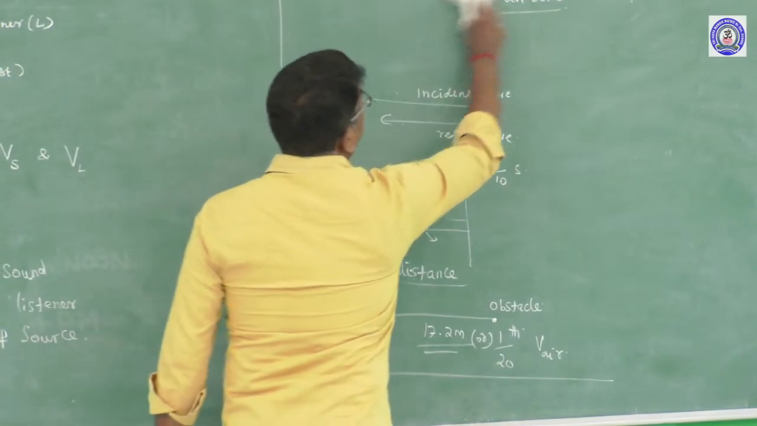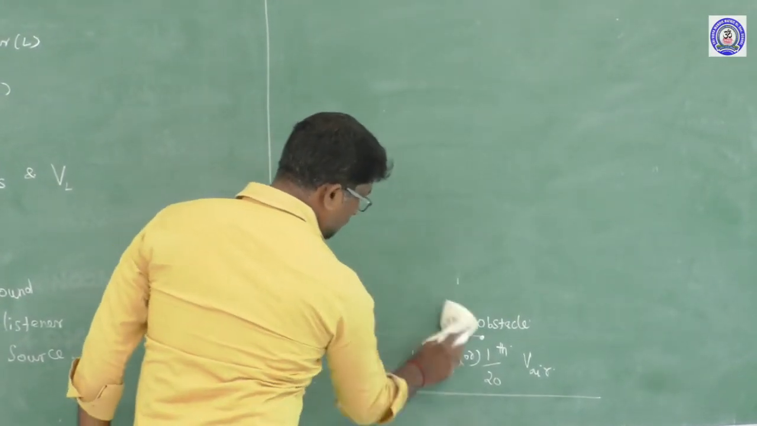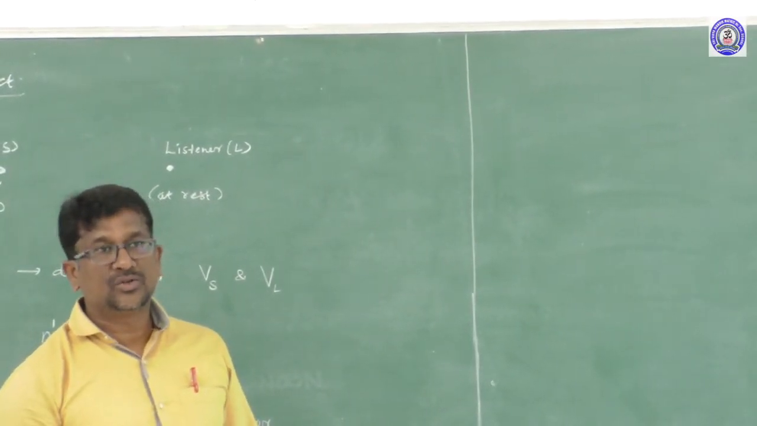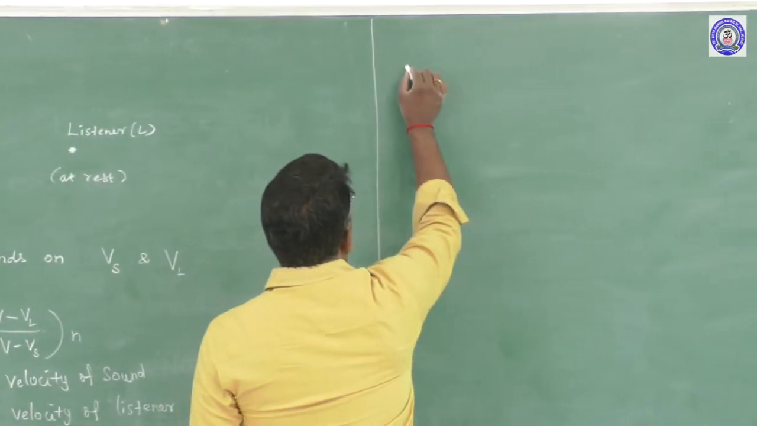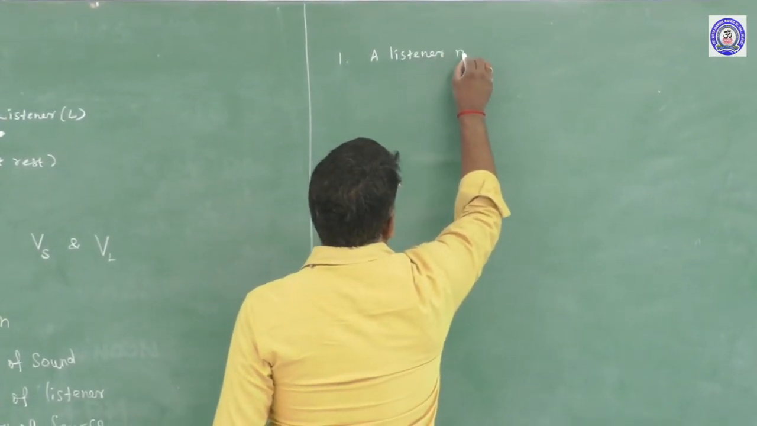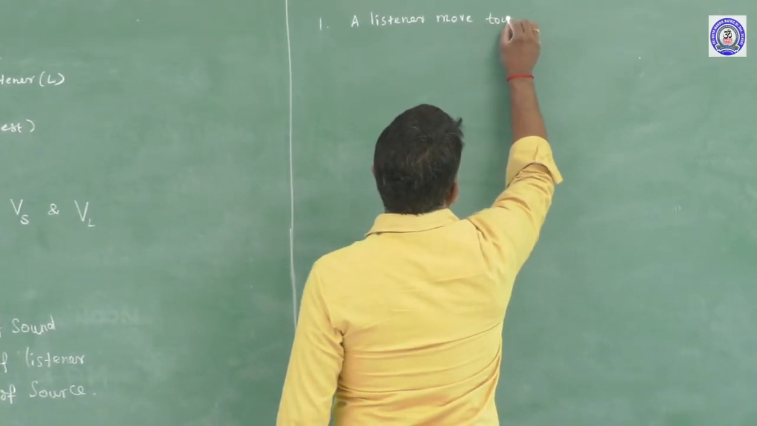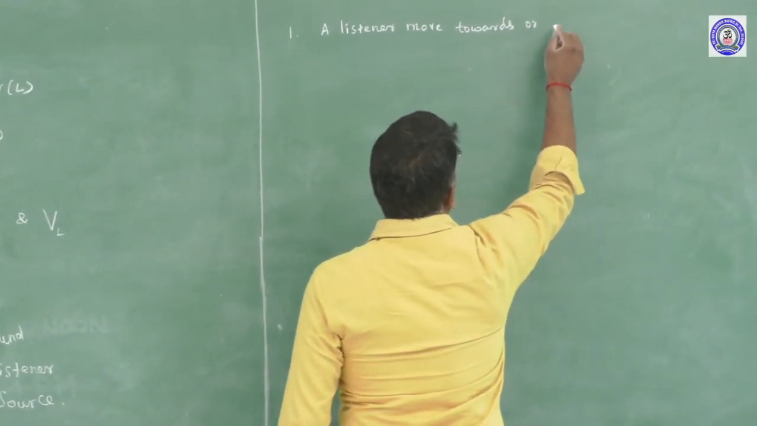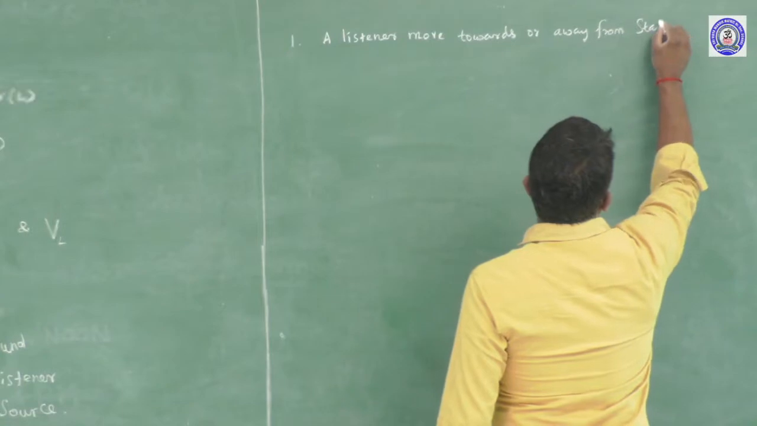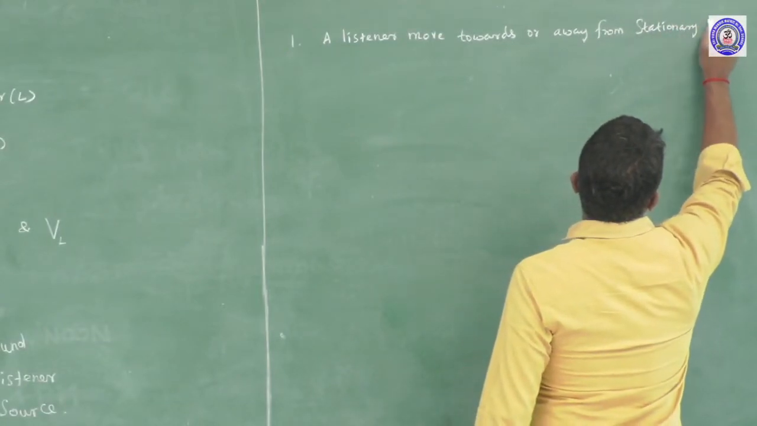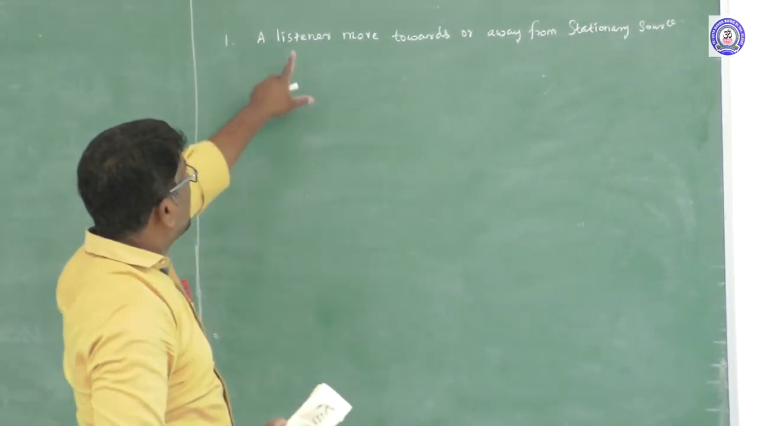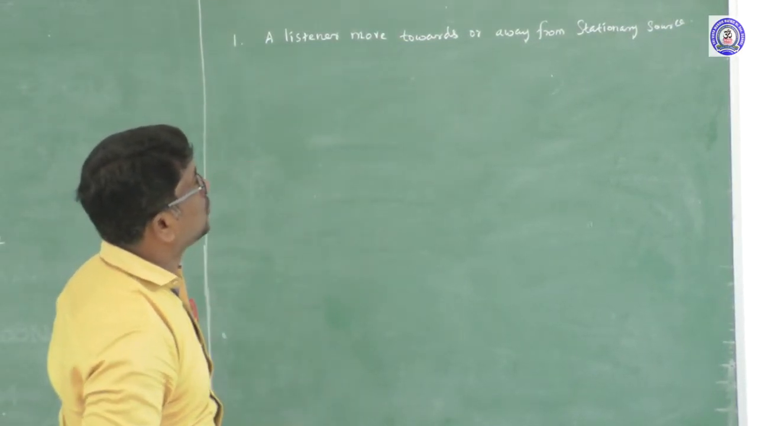There are various possibilities of relative motion between source and listener. The first one: a listener moves towards or away from a stationary source. In the first case, the source is stationary and the listener moves towards or away from the source.